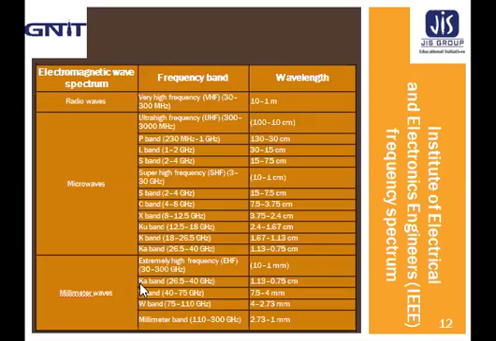Under these millimeter waves, there are different types. Also, there are other frequency bands like Ka band, which is from 26.5 to 40 gigahertz, V band, W band, and millimeter band, that is 110 to 300 gigahertz, and the wavelength is 2.73 to 1 millimeter. These are the different IEEE frequency spectrum bands.